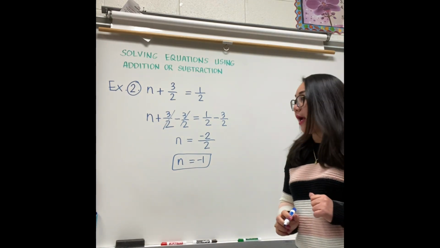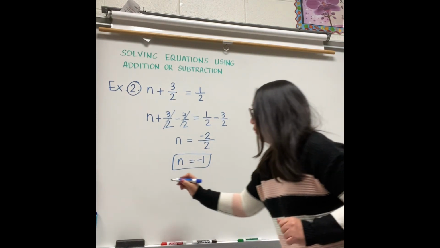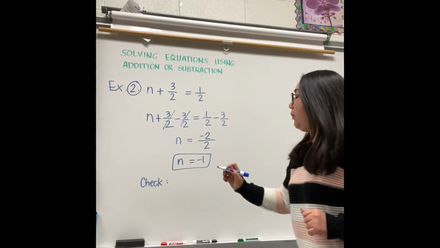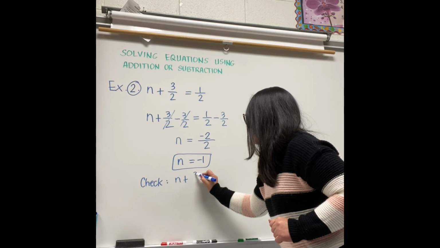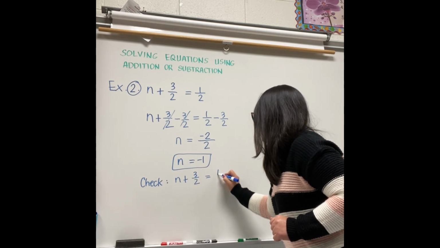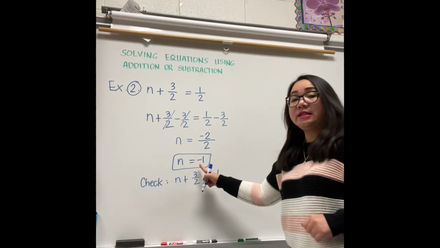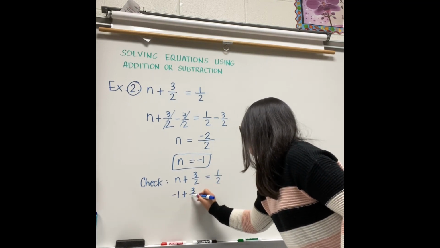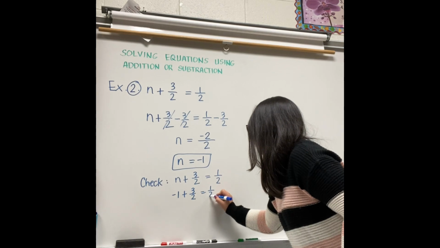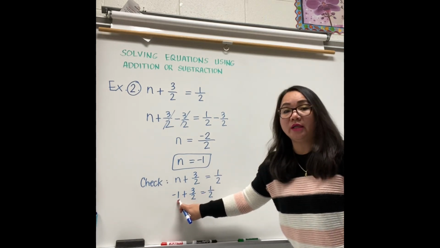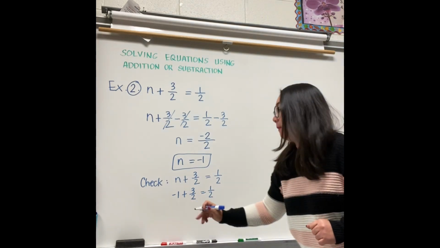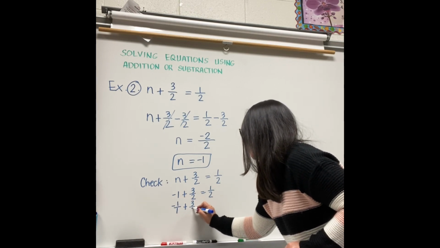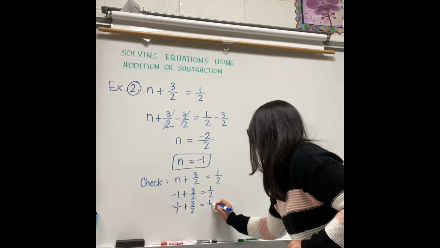And we can check your answer if it is correct. So we will do the checking. Write the original equation, n plus 3 halves equals 1 half. Your n is -1, so write down -1 plus 3 halves equals 1 half. Since this is a whole number, make this a fraction. So -1 over 1 plus 3 over 2 is equal to 1 half.